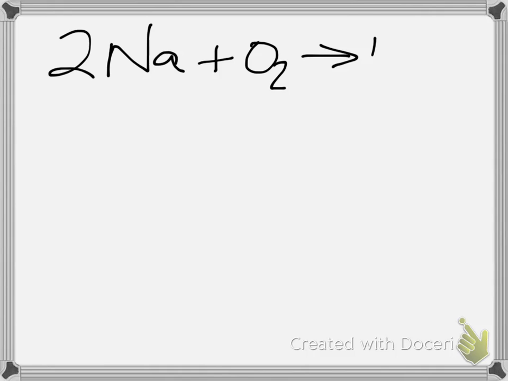So I have 2Na plus O2 is going to yield my Na2O2, my sodium peroxide. And the question then asks, calculate the maximum mass of sodium peroxide formed when 4.60 grams of sodium is burnt in excess oxygen. Alright, so again, I just simply follow my steps. And step 1, I need to write my balanced equation, which I've already done right there.